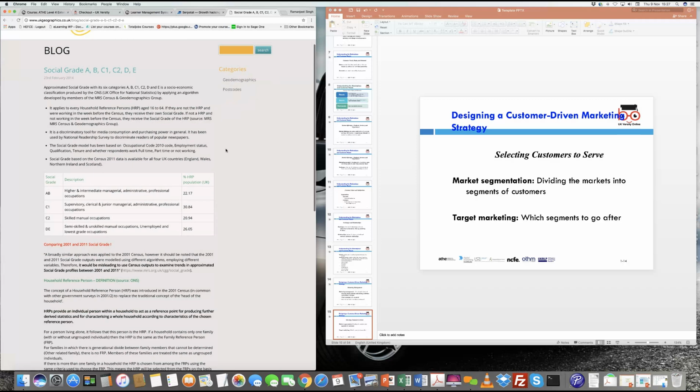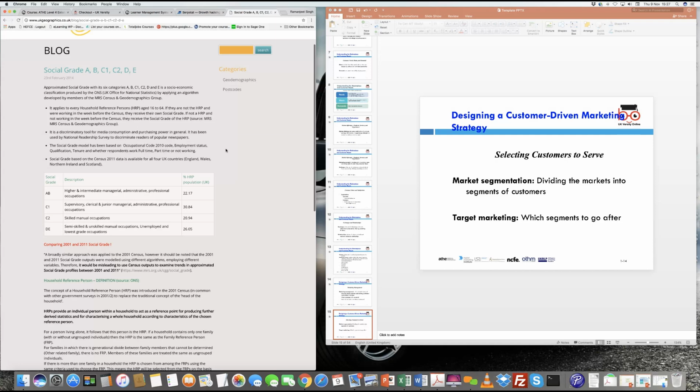So companies look at something called demographic classification, which is recognized as social grading, and that is A, B, C1, C2, D, and E. Somebody who's A and B means people who are in higher and intermediate managerial, administrative, professional occupations.